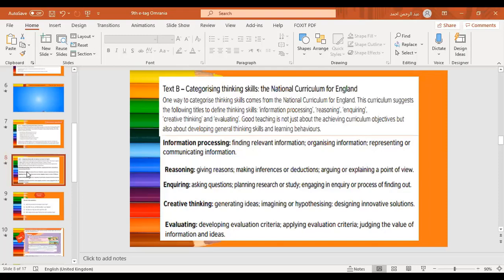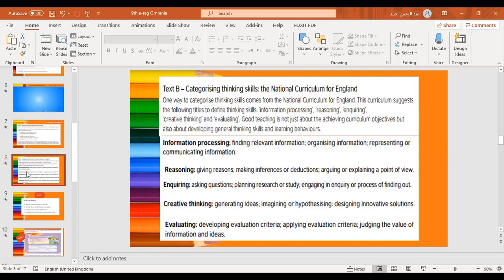So I have got information processing, reasoning, inquiring, creative thinking, and evaluating. So I have got these new definitions. Information processing, which means finding relevant information, organizing information, representing or communicating information. It's like Bloom's taxonomy, the first part is like remembering and understanding, applying, and so on.